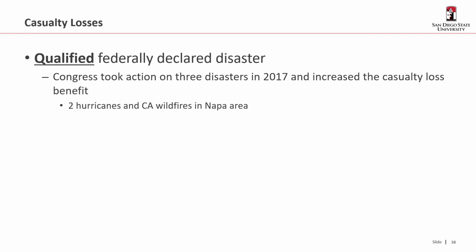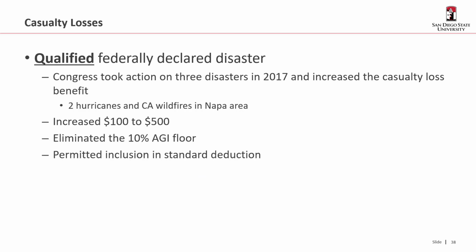benefit. And it did that for 2 of the hurricanes and the California wildfires that took place in the Napa area. So far we've got nothing for the California wildfires that took place up in the San Bernardino area, Santa Barbara area. So nothing for those yet, and probably nothing coming because it's been a while.